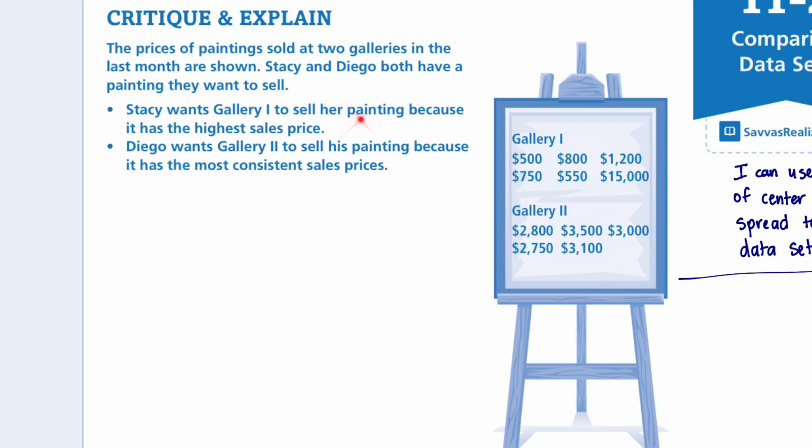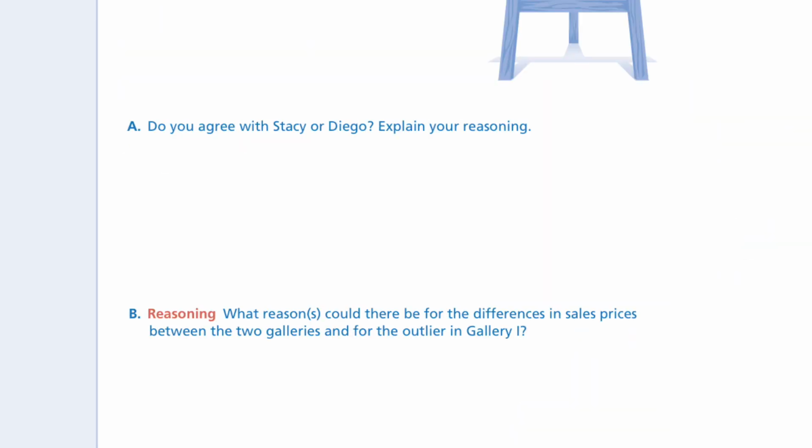Stacy wants Gallery 1 to sell her painting because it has the highest sale price. And we can see that in Gallery 1, the maximum value is $15,000, while in Gallery 2, the maximum value is $3,500. Diego wants Gallery 2 to sell his painting because it has the most consistent sale price. So Diego is focusing on what's more consistent, while Stacy was focusing on the highest sale price. Do you agree with Stacy or Diego? Explain your reasoning.